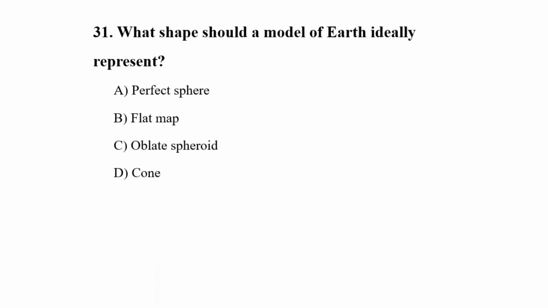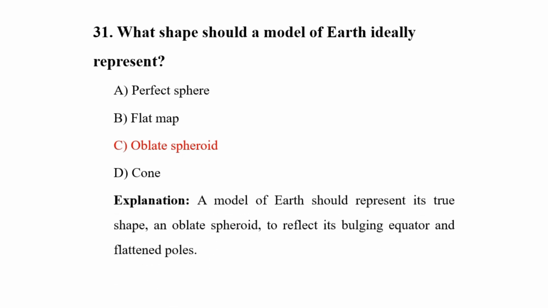Question number 31. What shape should a model of Earth ideally represent? A. Perfect sphere. B. Flat map. C. Oblate spheroid. D. Cone. The answer will be oblate spheroid. A model of Earth should represent its true shape, an oblate spheroid, to reflect its bulging equator and flattened poles.